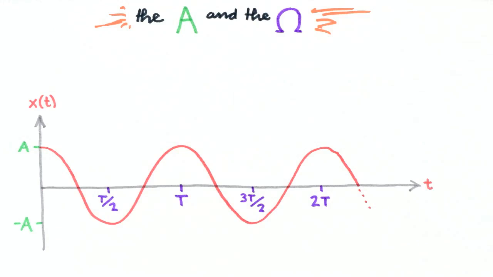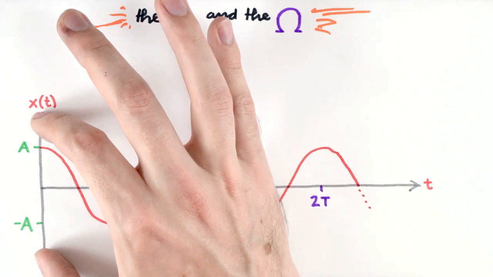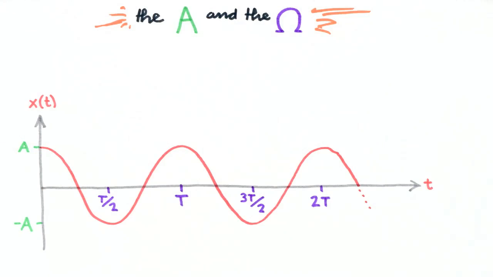We see that A tells us how large in space that back and forth motion is. For this reason, A is called the amplitude. The larger the amplitude A, the larger the range in x over which the block moves. Now in time, there is a characteristic time scale over which the motion repeats itself. This time scale, often labeled capital T, is called the period.